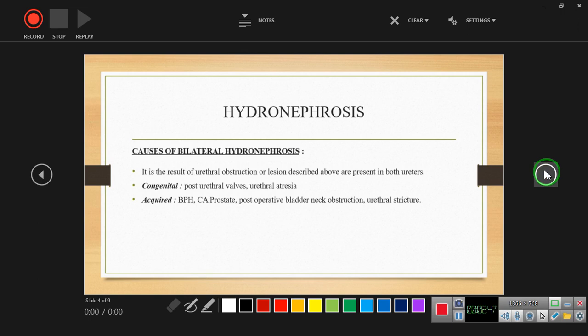Then bilateral hydronephrosis. What are the causes of bilateral hydronephrosis? It is the result of ureteric obstruction or lesions described above being present in both ureters, right and left, not single but both the ureters. If both the ureters are having the same obstructive pathologies, then it is bilateral hydronephrosis. Congenital causes include posterior urethral valves or urethral atresia, and acquired causes may include BPH, benign prostatic hypertrophy, carcinoma of prostate, post-operative bladder neck obstruction, urethral stricture, etc.